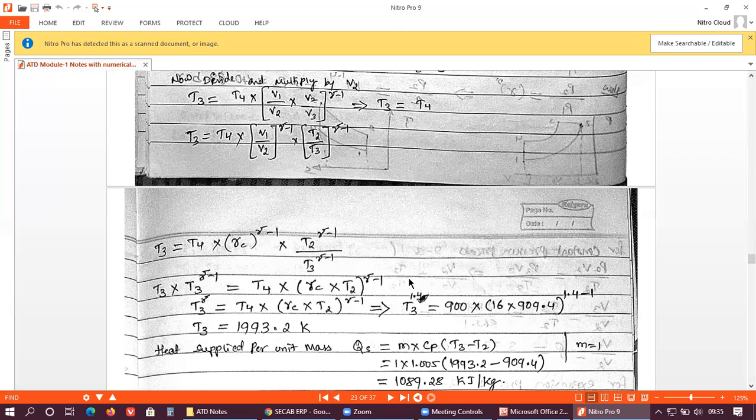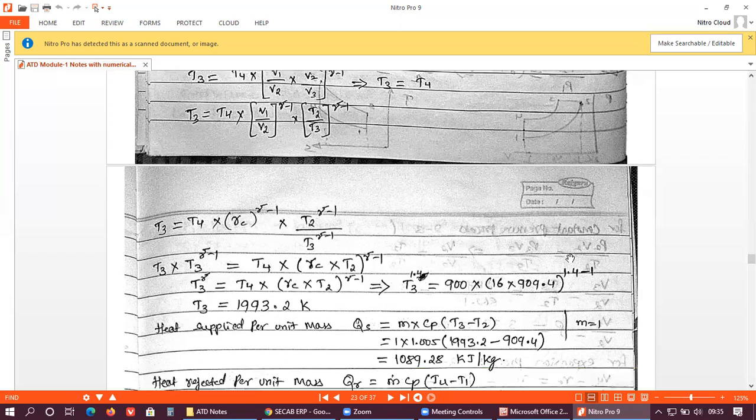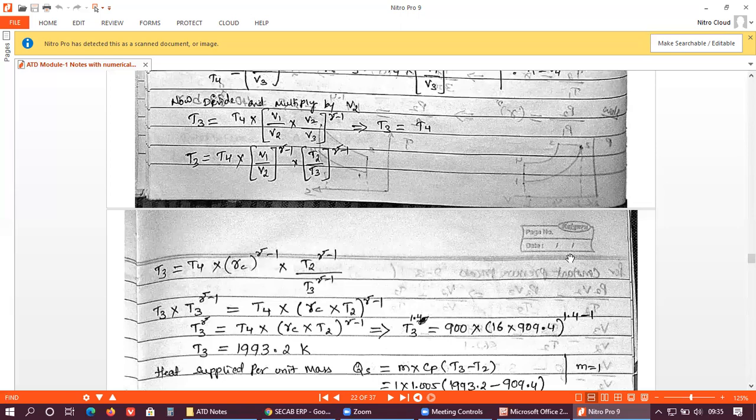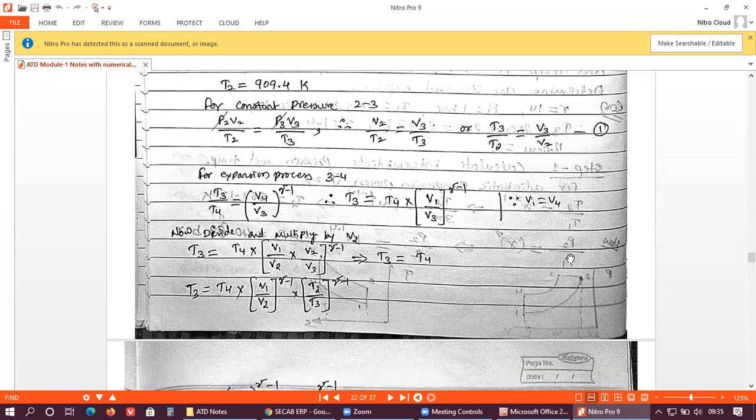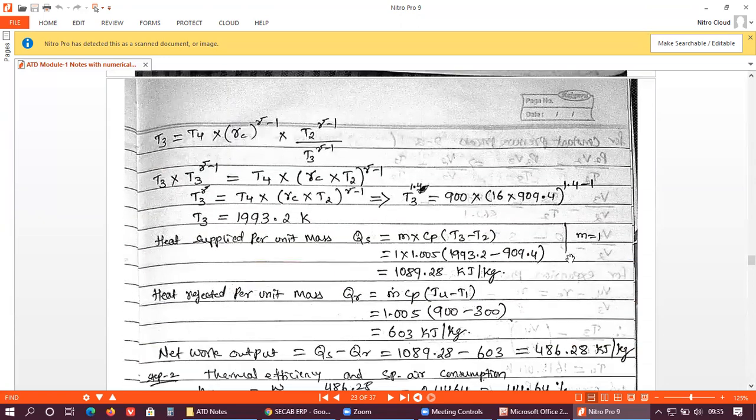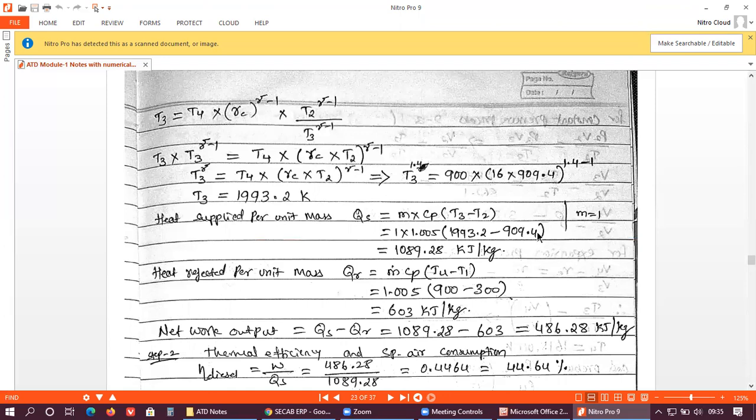So we have calculated all the parameters that are required here. We have calculated T2 and T3, and no doubt T1 and T4 are already given. Now substitute the value for the heat supplied per unit mass. Here m will be 1 kg, remember this, because it is asked for unit mass. So Qs is equal to m Cp into T3 minus T2. We have calculated T2 and T3.